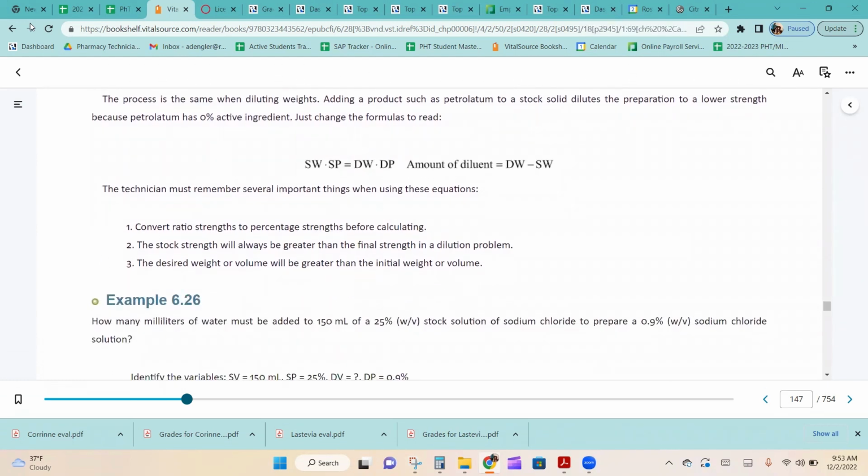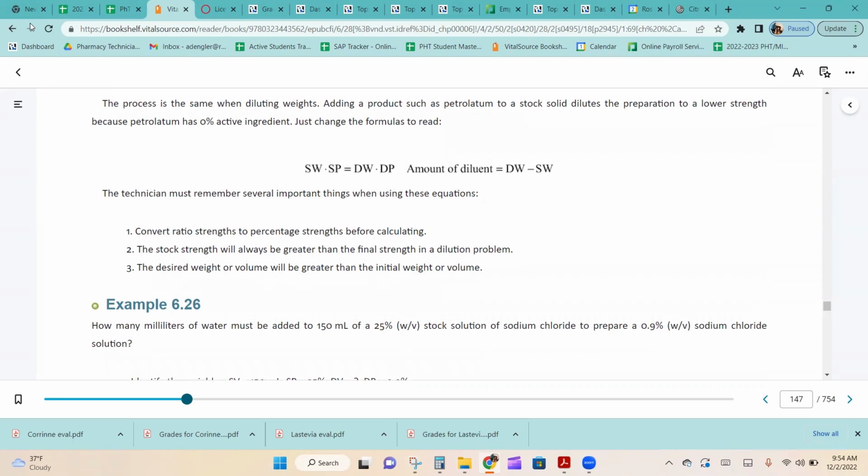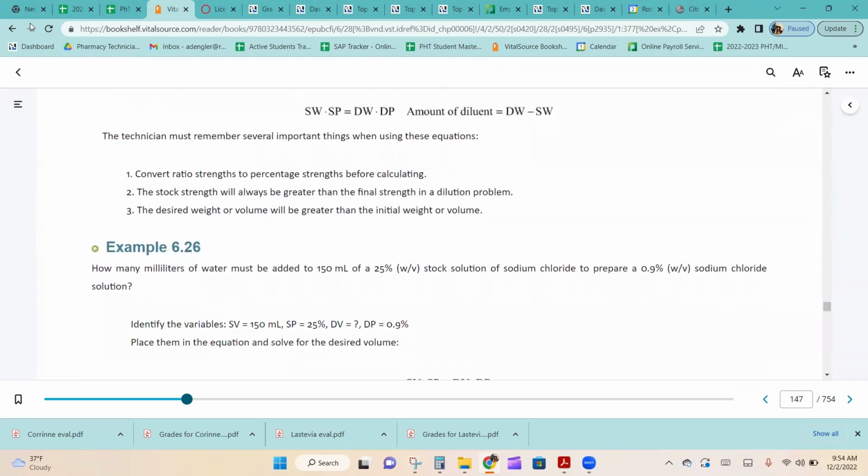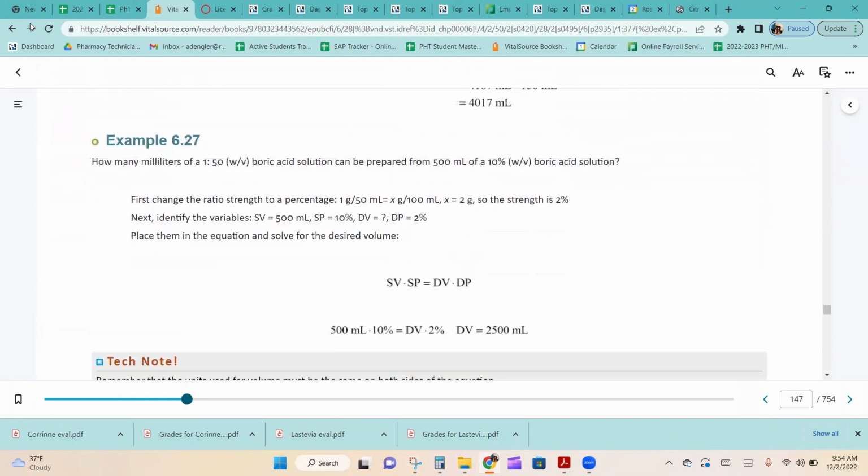So SW times SP equals DW times DP, and amount of diluent is equal to DW minus SW. For those of you that were in the math mod previously or have taken it before, you might remember these. In the math book, though, instead of SP and DP, they use SS and DS for stock strength and desired strength. It's the same thing. Don't let that throw you off. All right, now we'll do some examples of those.